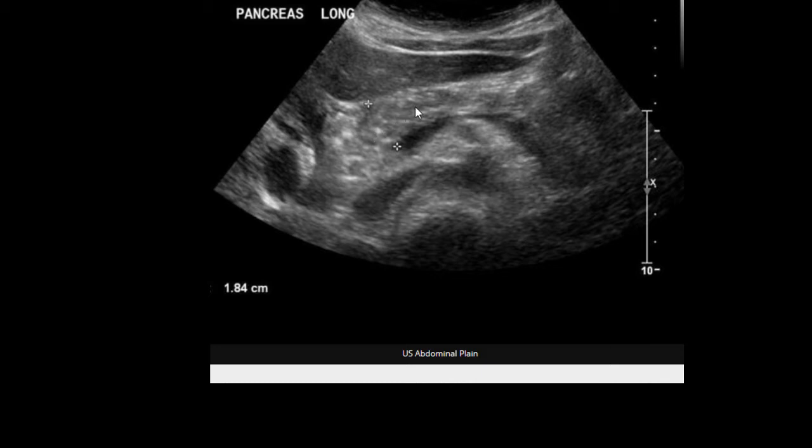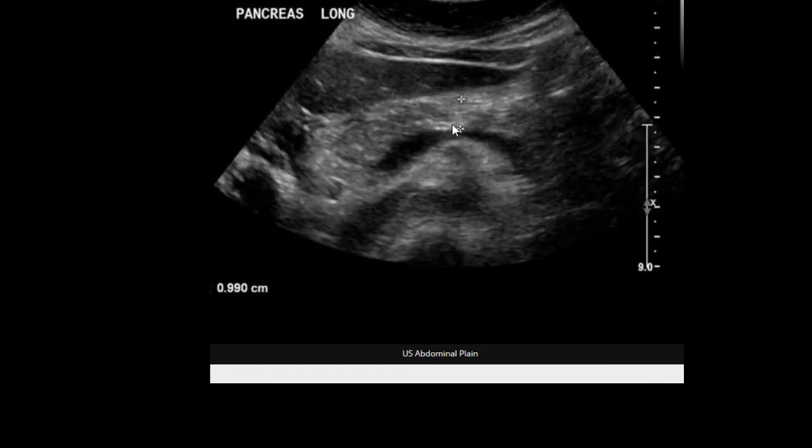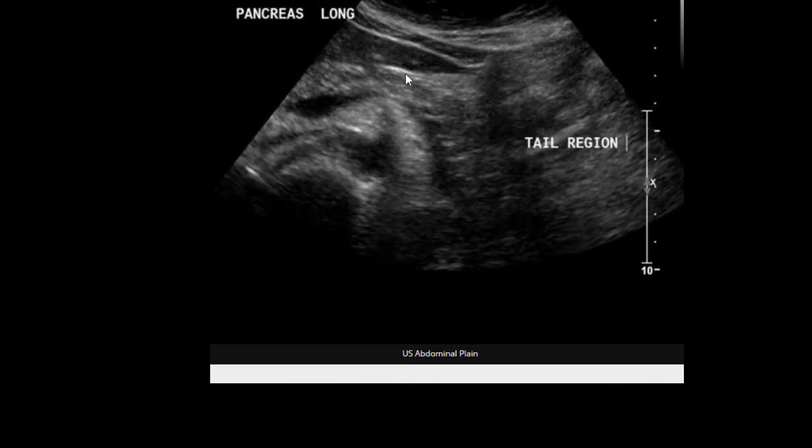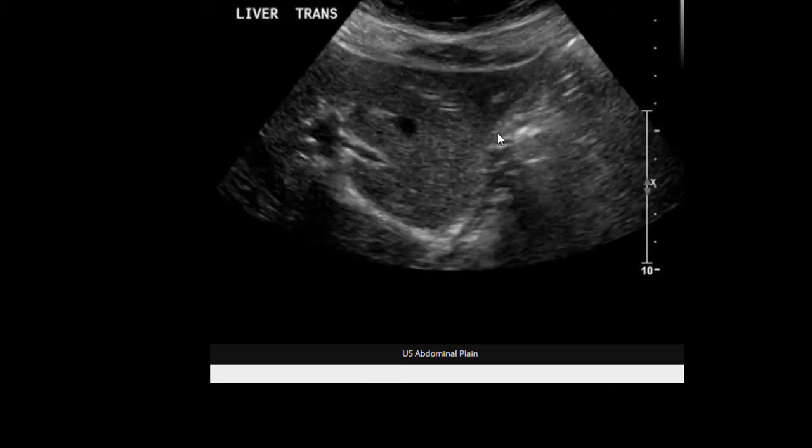Here is the pancreas. Again, the pancreas and the splenic vein. Again, pancreas, this is the region of the tail of the pancreas, and it's obscured by overlying bowel gas. This is often the case.